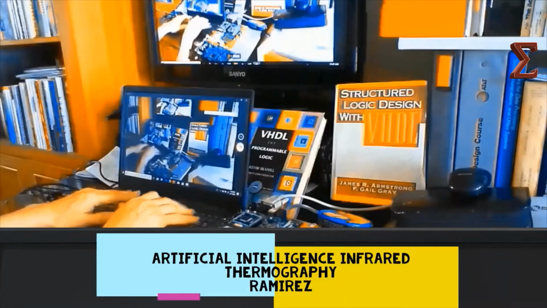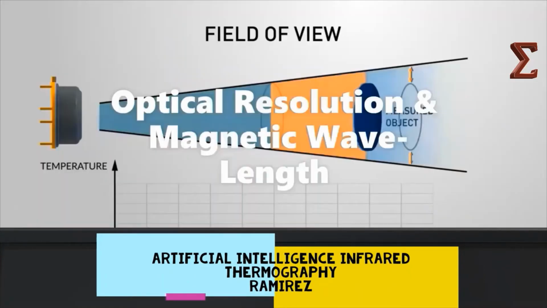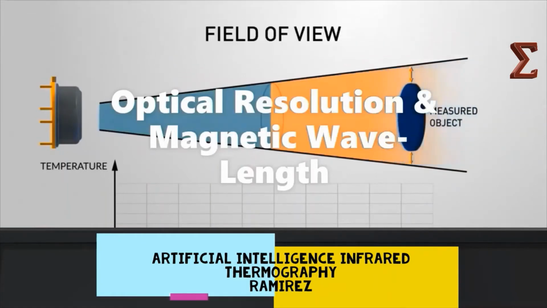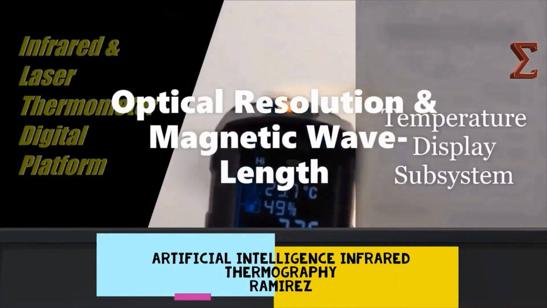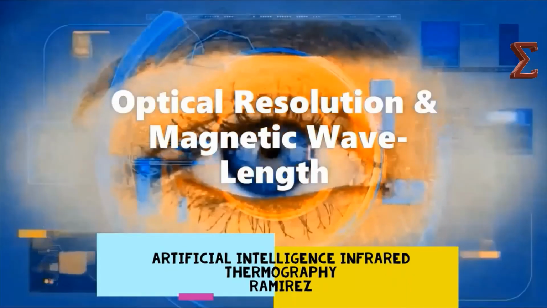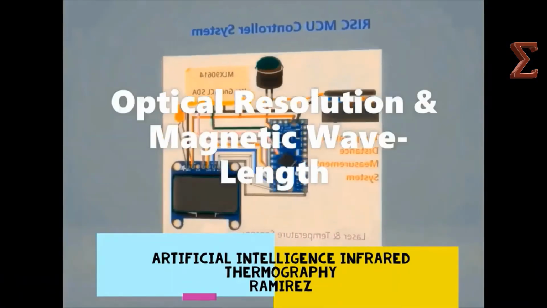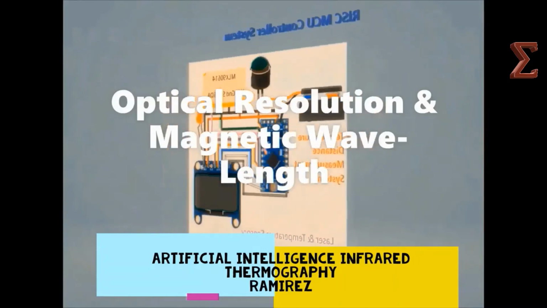The optical system of the infrared thermometer collects energy from a circular measurement spot and focuses it on the detector. The optical resolution is defined as the ratio of the distance from the infrared thermometer system to the object to the size of the measured spot. The larger the ratio, the better the resolution of the infrared thermometer, and the smaller the spot size to be measured.